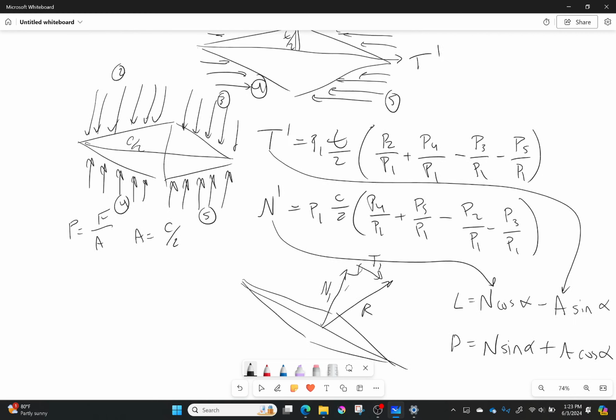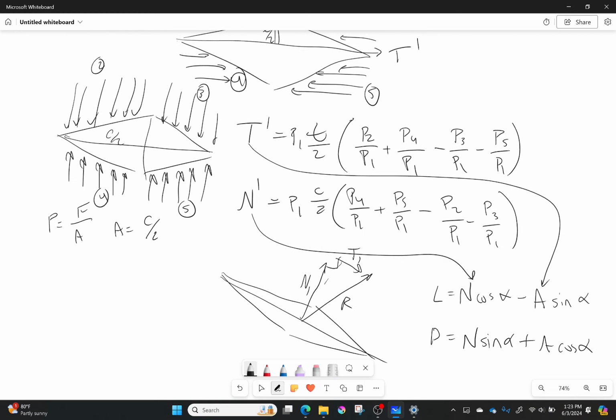If you do get stuck on going from the axial, sorry, I should call that axial, and normal components to the lift and drag, please let me know and I can always add more.